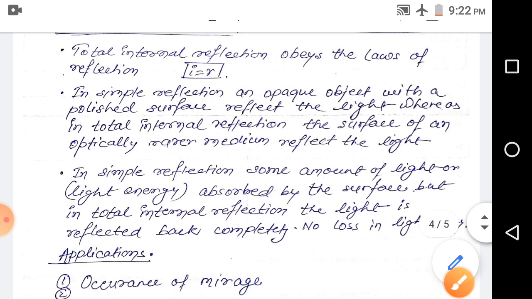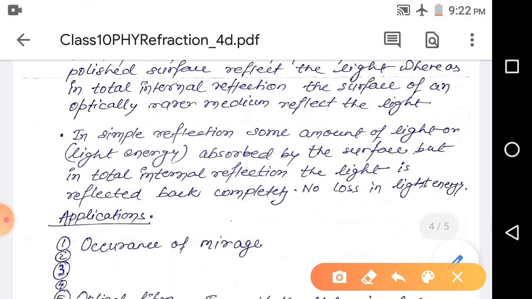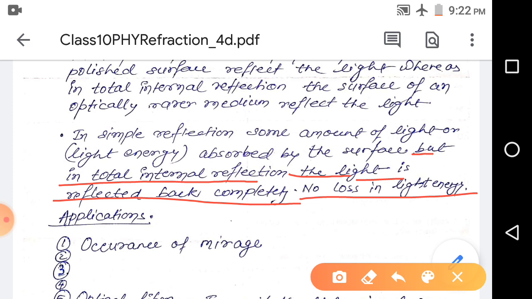Now see the next point. In simple reflection, some amount of light energy is absorbed by the surface, but in total internal reflection, because there is a separating surface, that means the surface of the rarer medium, the light is not absorbed there. Remember that light is not absorbed there. The light is reflected back completely, so there is no loss of light energy.